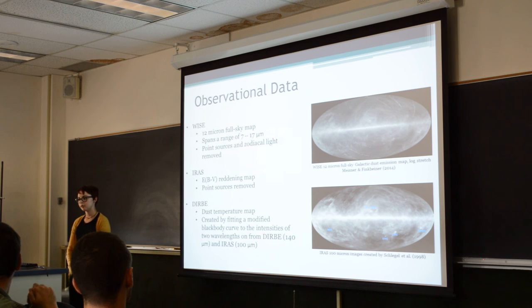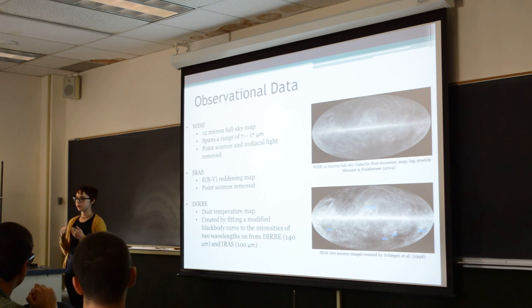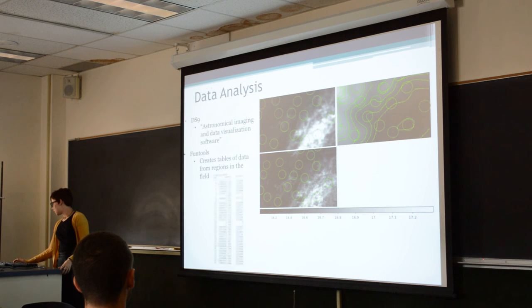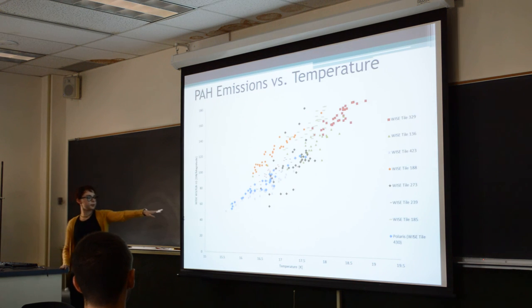Why do we care about PAH emissions? So the PAH emissions tell us how the spectrum is changing in the region. They're small enough that they only absorb UV photons and then re-emit in the infrared. So when we see them, we know that there's a certain amount of UV photons there. In those areas where we see less of these PAH emissions, we can say that there are fewer UV photons, and we think that's due to extinction in the dust.